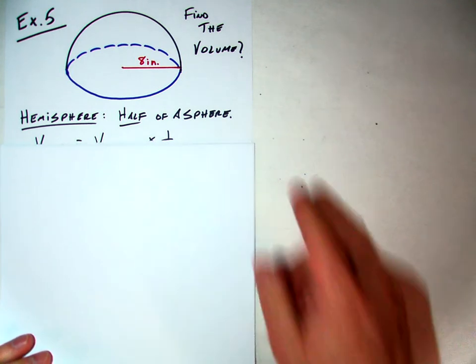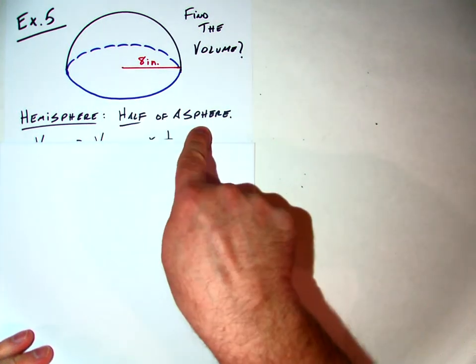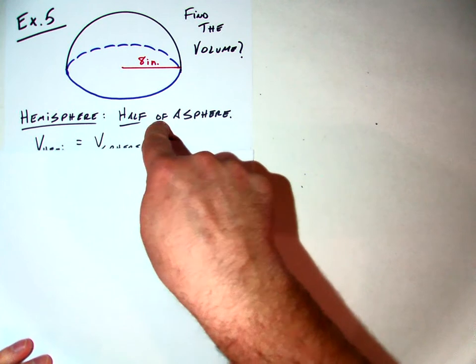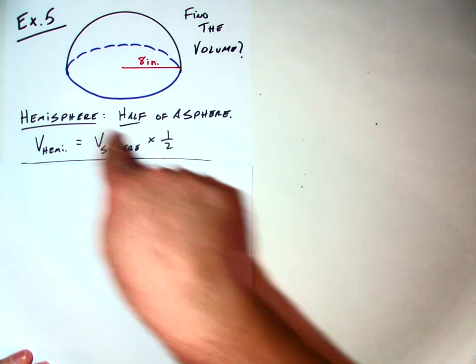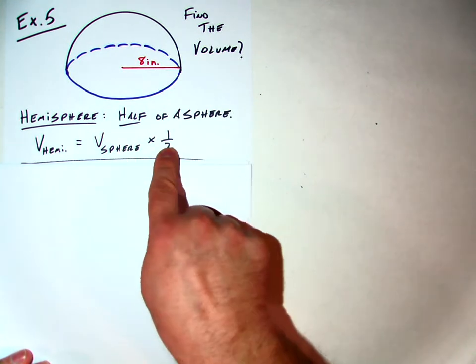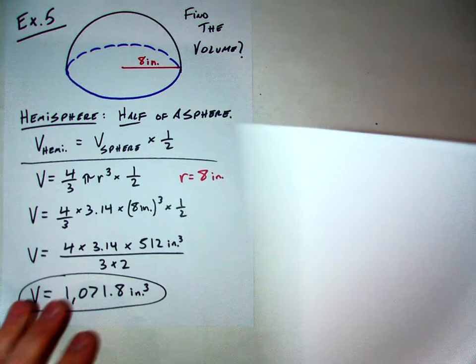Now, I need to find the volume, but I'm not finding the volume of a whole sphere. I'm finding the volume of half a sphere. So how much of the volume formula do I need? Well, the volume of this hemisphere is going to be the volume of a sphere as if it was an entire sphere, and then I'm going to multiply it by a half, which is the same thing as dividing by 2. So here's this problem.